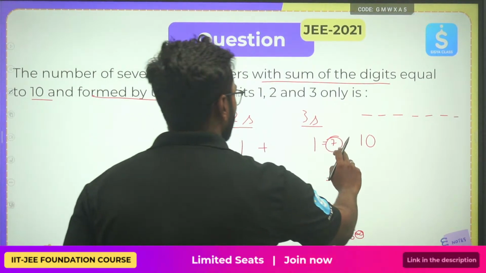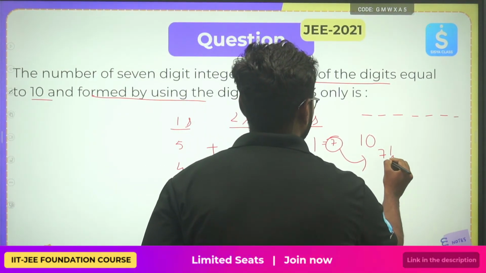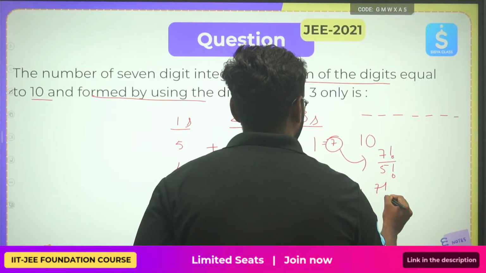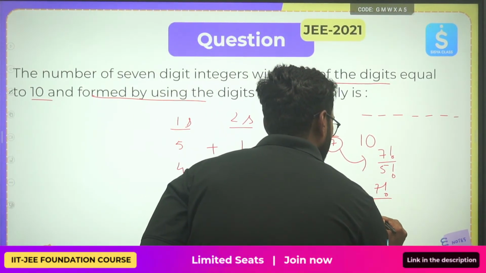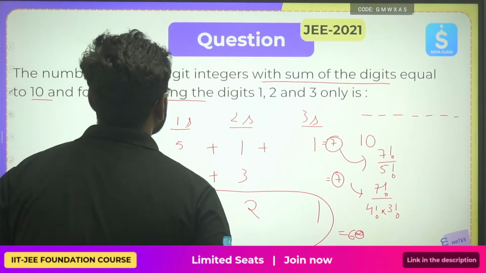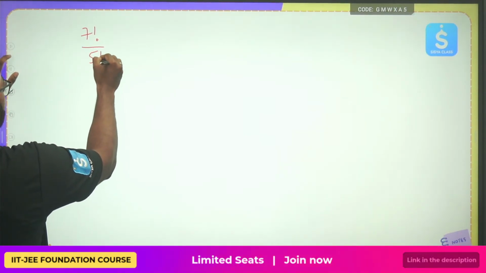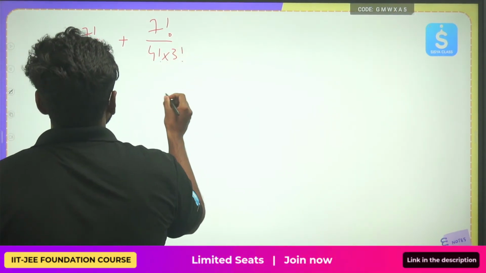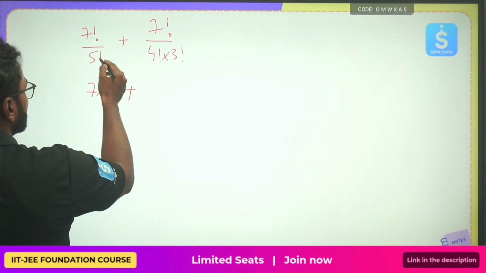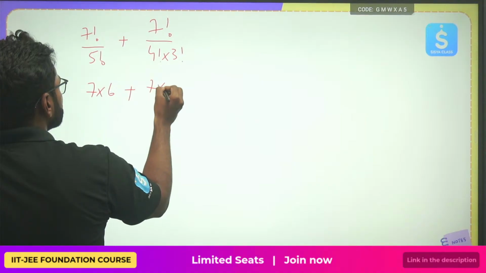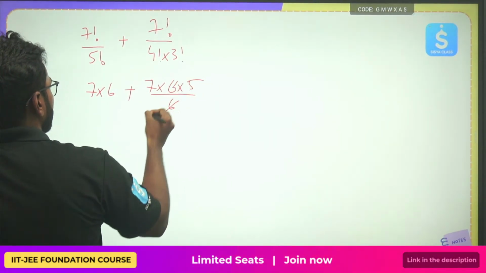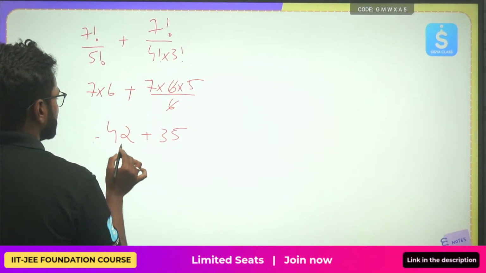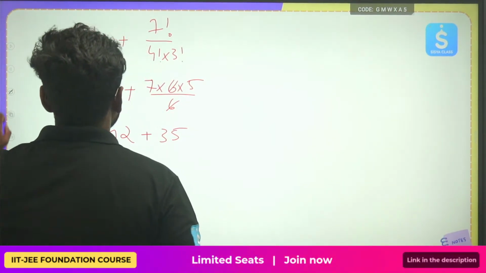Now coming to this, how can you arrange them? We have learned this: 7 factorial upon 5 factorial, because 5 1s are common, and this can be 7 factorial upon 4 factorial into 3 factorial. Now let's add this. 7 into 6, plus, because 5 factorial is getting cancelled, 7 into 6 into 5 by 6. If I cancel this, 42 plus 35, we'd be getting 77, right?